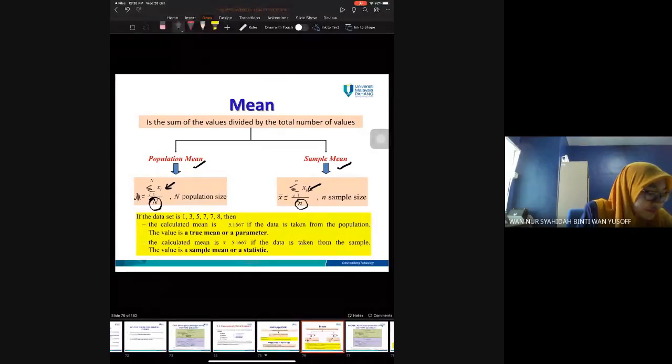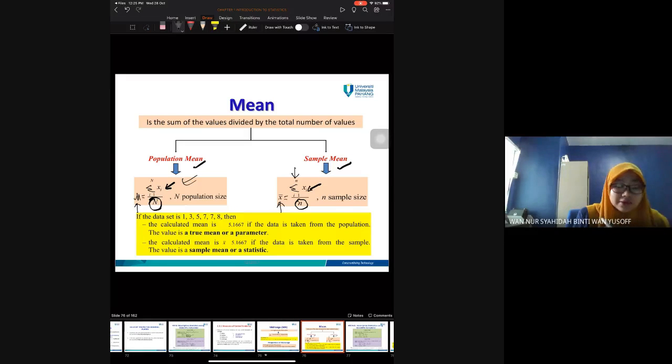So how do we distinguish based on the notation? As I said, if the value that we calculate has a notation, then we should use the notation, because only by using the notation can we distinguish whether the value that we have is a population value or a sample value.